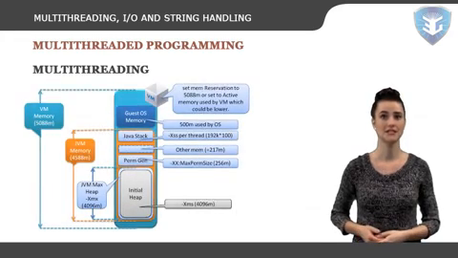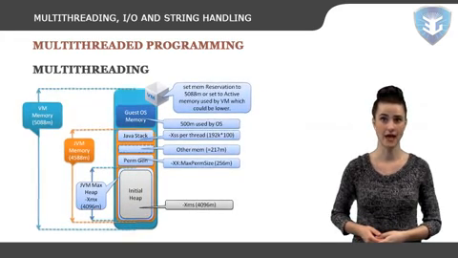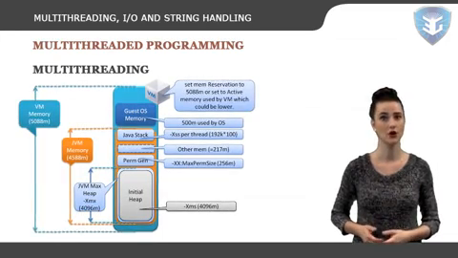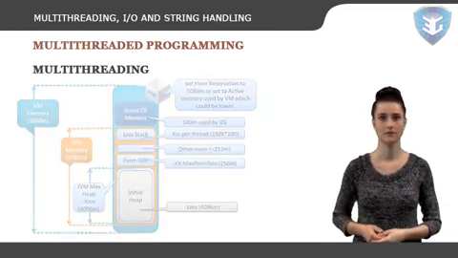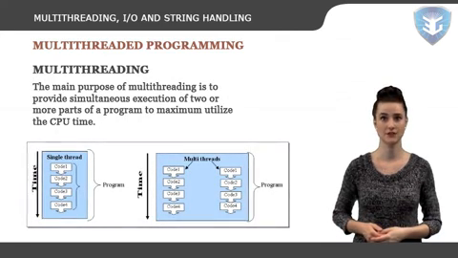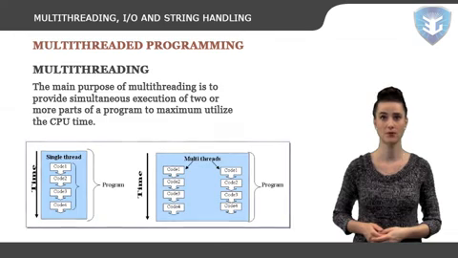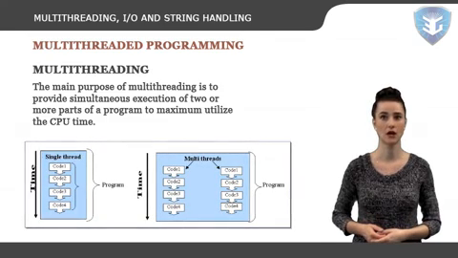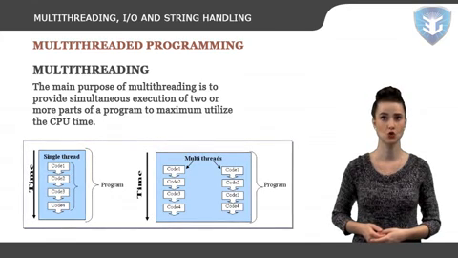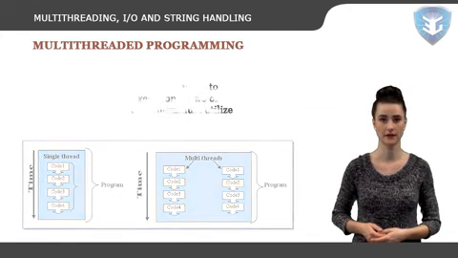In Java, the Java Virtual Machine, JVM, allows an application to have multiple threads of execution, running concurrently and independently. The main purpose of multi-threading is to provide simultaneous execution of two or more parts of a program to utilize the CPU time. A multi-threaded program contains two or more parts that can run concurrently.